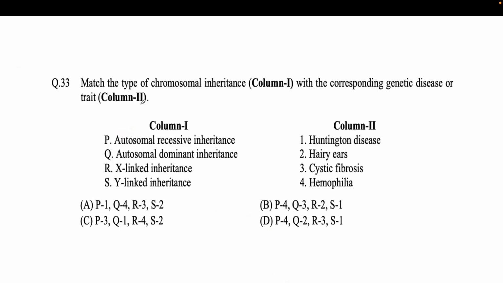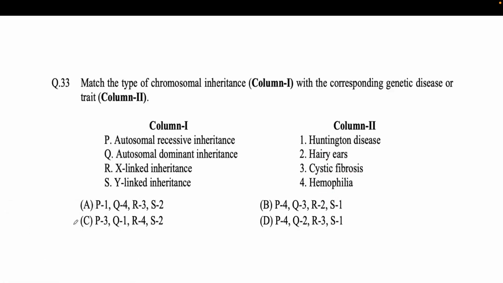Regarding this, one question was asked in a previous year GATE. Match the type of chromosomal inheritance with the corresponding gene, disease or trait: autosomal recessive inheritance, autosomal dominant inheritance, X-linked inheritance, Y-linked inheritance. The examples of disorders are Huntington disease, hairy ears, cystic fibrosis and hemophilia. What will be the correct combination?